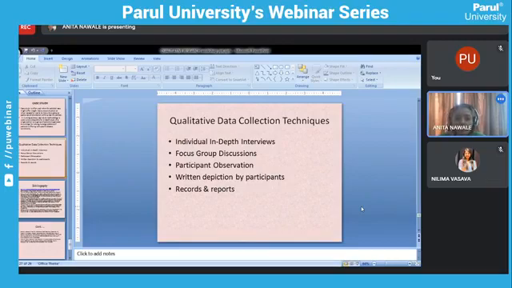And then in the historical form of research, we need records and reports which are available. So these are some of the methods which are used in qualitative data collection techniques. And then we have different methods of analysis in qualitative research.